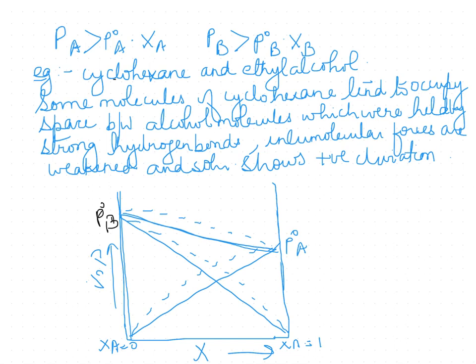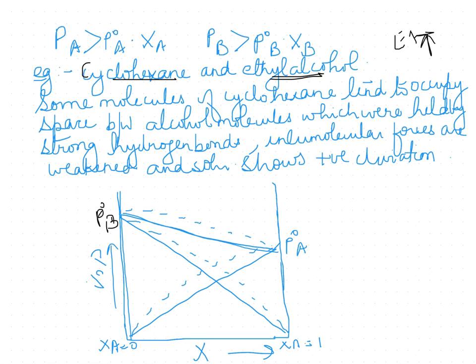I'm just giving you one example: cyclohexane and ethyl alcohol. In your board examination, if it is asked what type of solution cyclohexane and ethyl alcohol form, they form a non-ideal solution showing positive deviation. Now see, what happens is that when these two are mixed together, ethyl alcohol molecules are held together with strong hydrogen bonds.